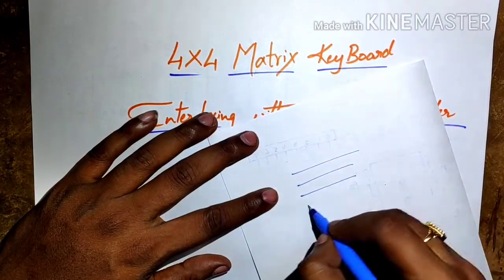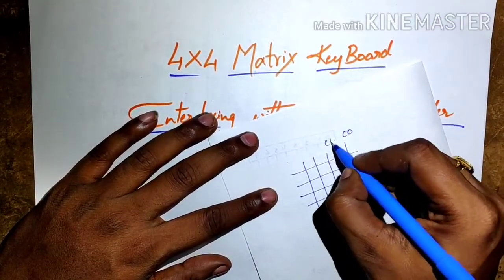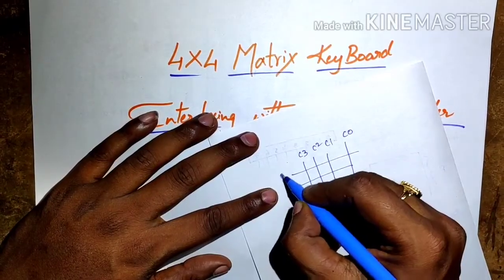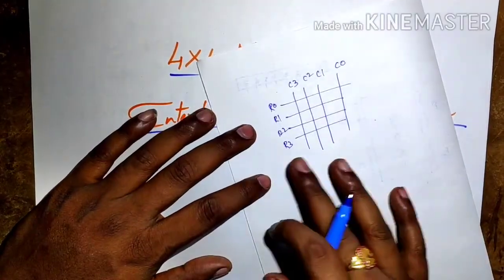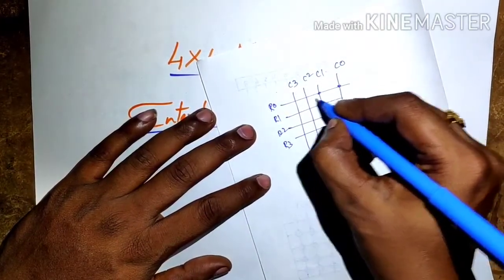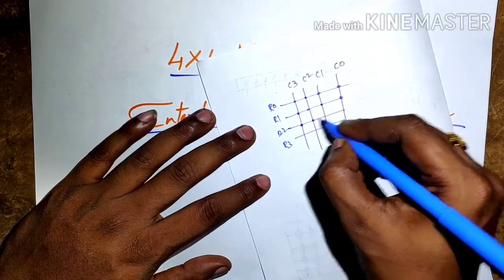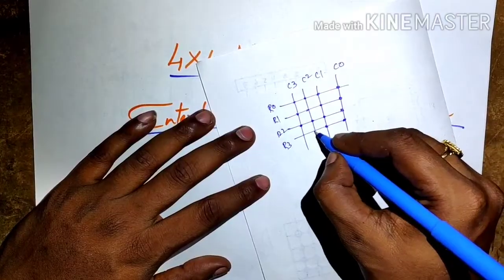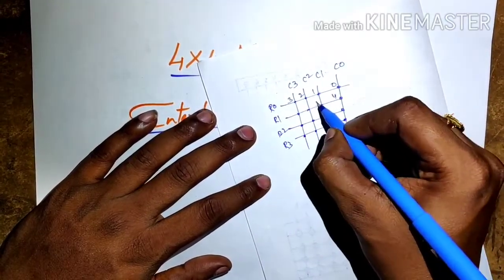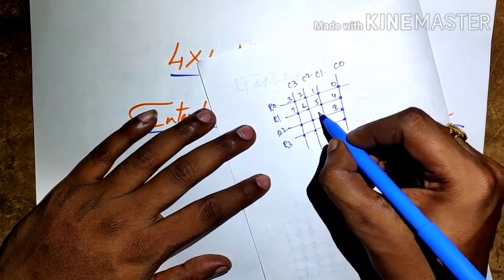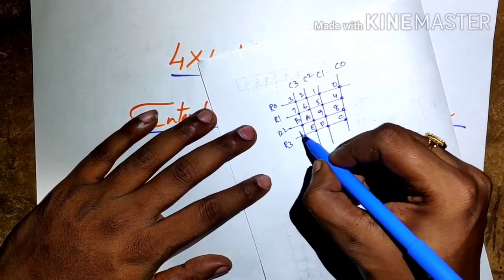4 rows, and column 0, column 1, column 2, column 3, row 0, row 1, row 2 and row 3. So each and every intersection point of a column and a row will be assigned a character: 0, 1, 2, 3, 4, 5, 6, 7, 8, 9, A, B, C, D, E, F.